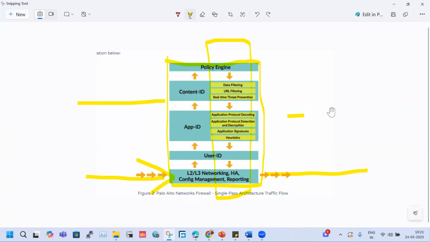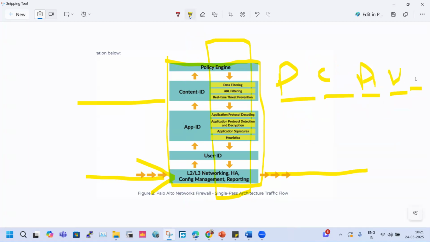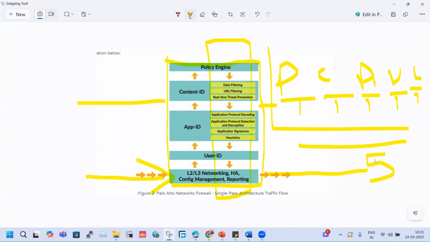What happened in other firewalls? In other firewalls, it will be like this. Let's say this is my policy engine, this is my content engine, this is my application ID, this is my user identification, this is L2, L3, right? So if it is taking 1 second here, 1 second here, 1 second here, 1 second here, 1 second here, from ingress to egress, it will take 5 seconds to process one packet, right?